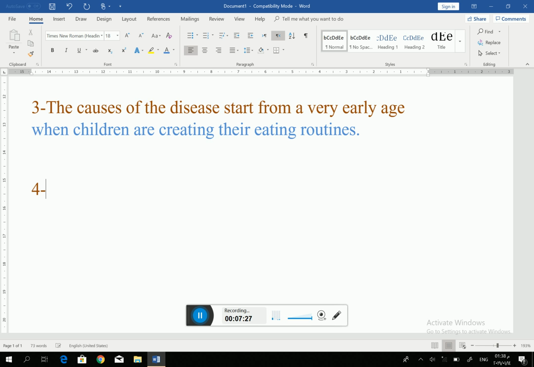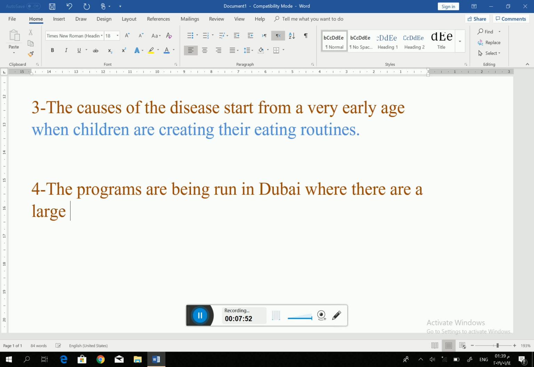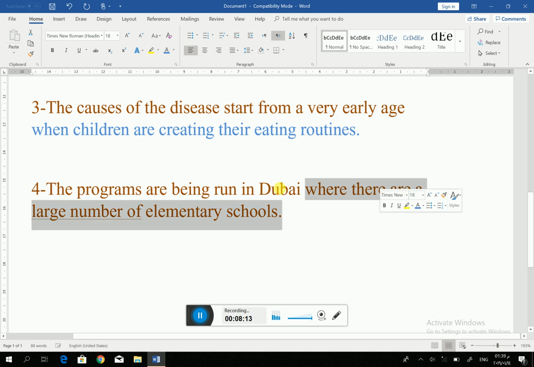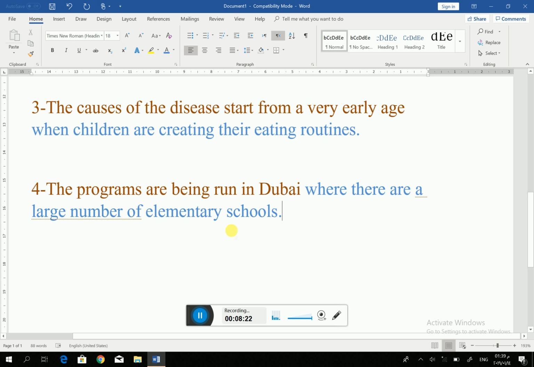Again, example number 4. When I say the programs are being run in Dubai. The programs are being run in Dubai. Dubai is a place where there are a large number of elementary schools. So like this, I said a complete sentence using a relative clause. Where is the relative clause? This is the relative clause. Where there are a large number of elementary schools. Where refers to Dubai, refers to the place. And here I added more information.